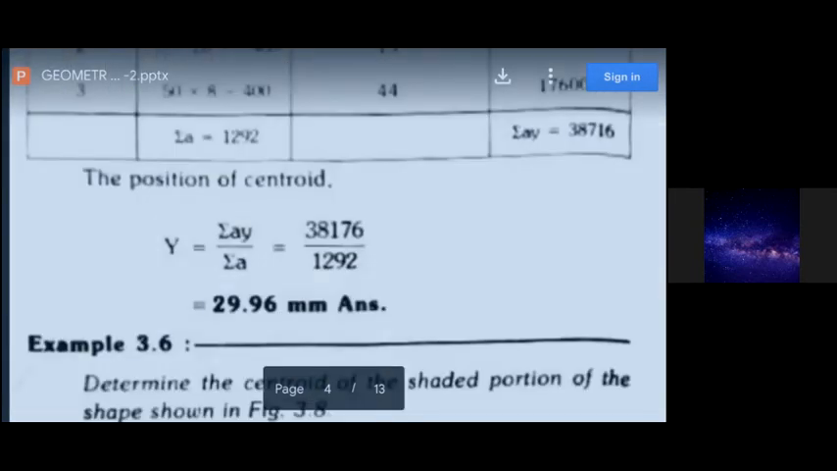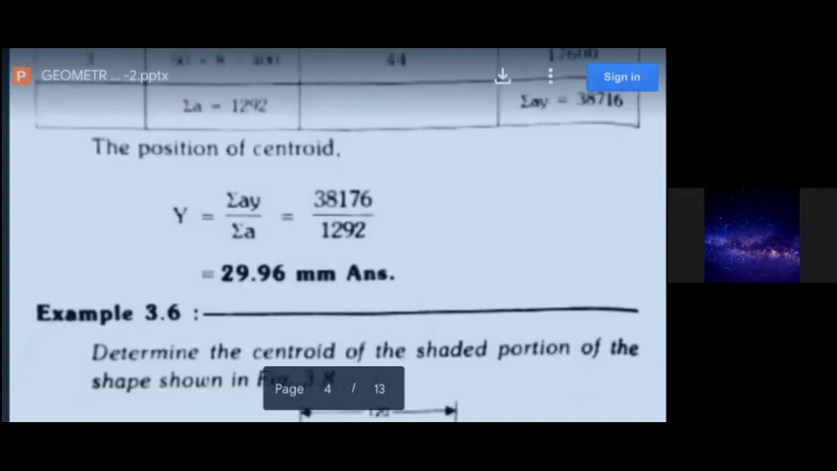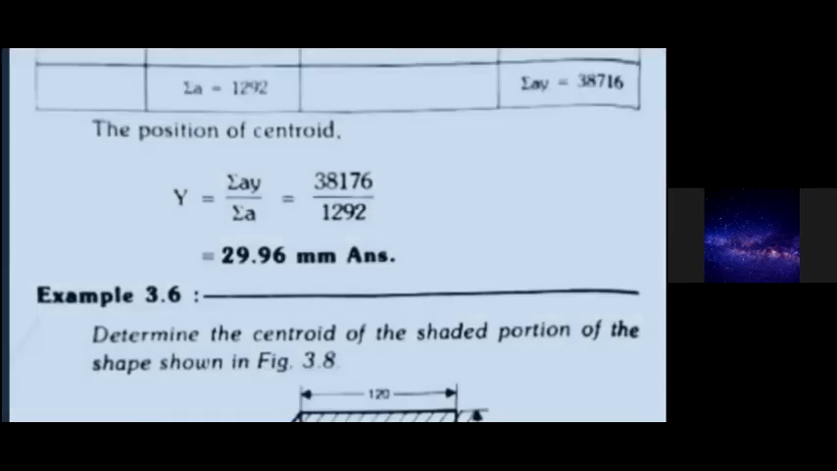So after that, just substitute in the general equation: Y bar is equal to sigma AY by sigma A. After substituting this value and simplifying it, we will get Y bar is equal to 29.96 mm. So the centroid of that composite section lies at a distance of 29.96 mm. This is the Y component.